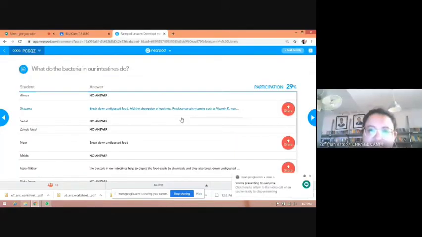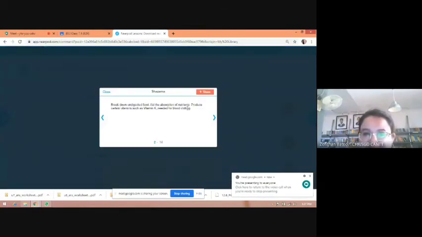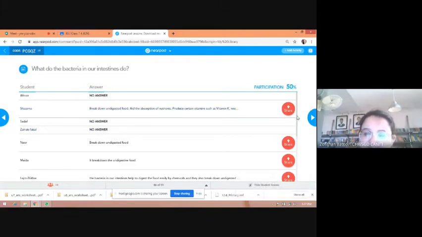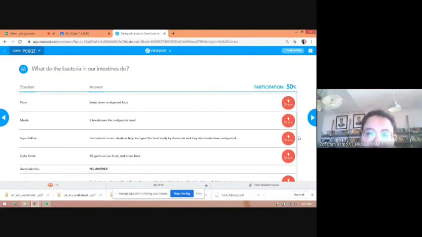All right, so we have answers. What do the bacteria in our intestines do? Shazama is saying that they break down undigested food, aid the absorption of nutrients, and produce certain vitamins needed for blood clotting. Okay, and it protects us from different intestinal diseases and problems. All right, break down undigested food. Yes, they break down undigested food, true, but their main role is that they protect us from diseases.